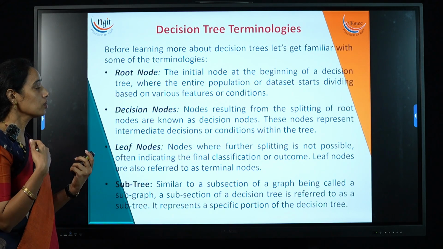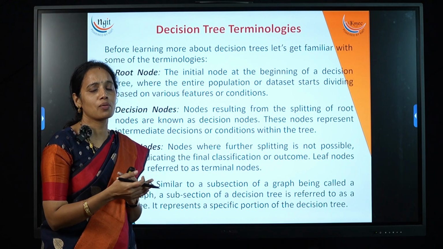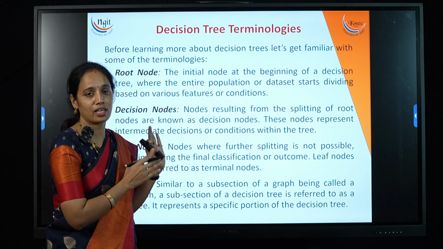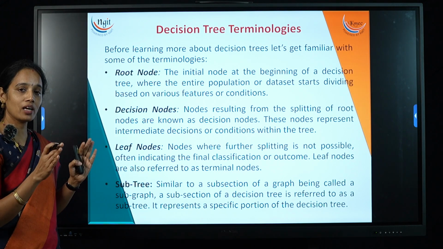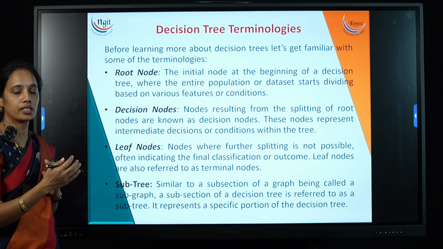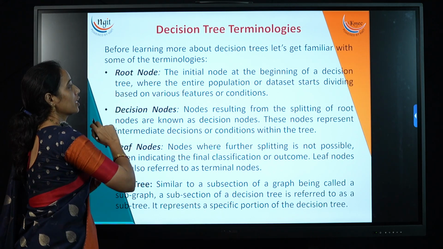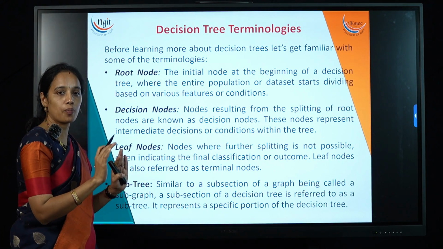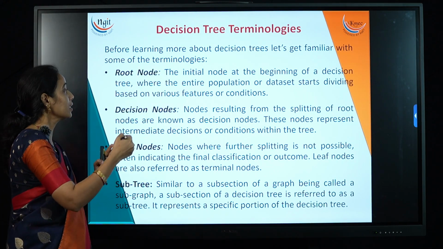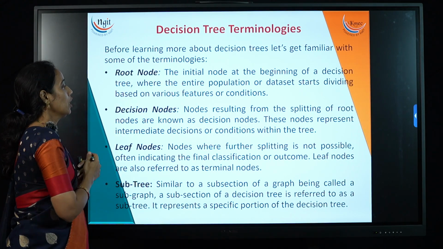Before going in depth about decision trees, let's get familiar with the terminologies used in the decision tree. The very first thing is the root node. When we construct a tree, the main thing is to find the root of the tree. The root node is the initial node at the beginning of a decision tree, where the entire population or data set starts dividing based on various features or conditions. That we call the root node.